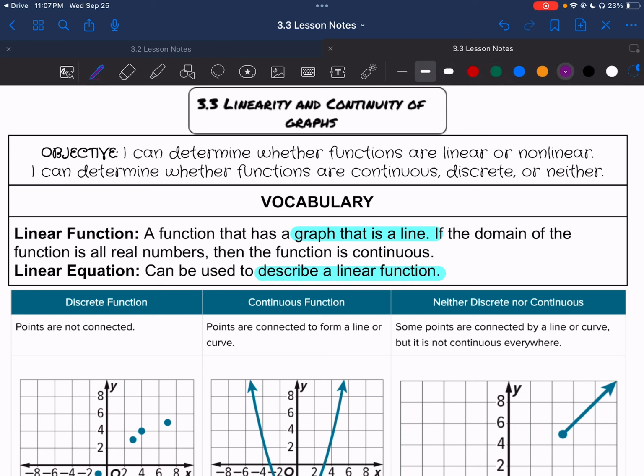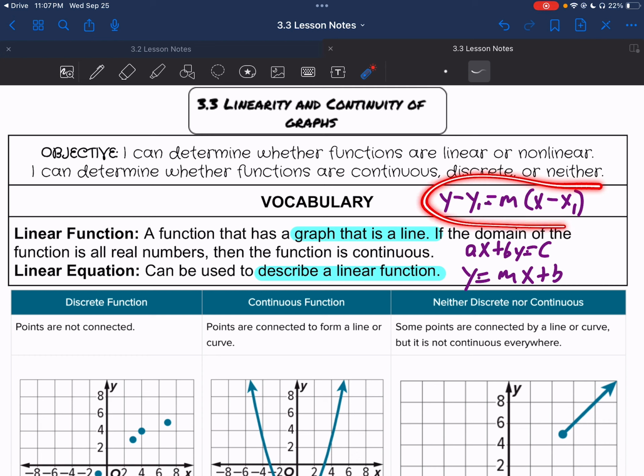It could look something like y equals mx plus b, or ax plus by equals c, or y minus y1 is equal to m times x minus x1. These are all three different types of equations that we are going to use to represent various scenarios. The top equation here is in point slope form, and we've already introduced standard form, and you should know slope intercept form from 7th grade.